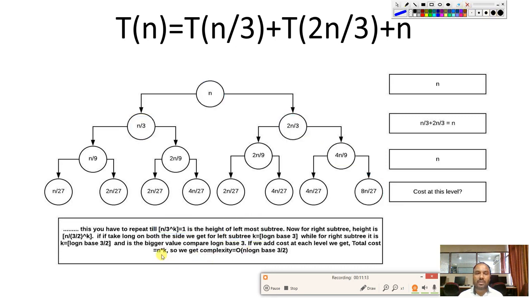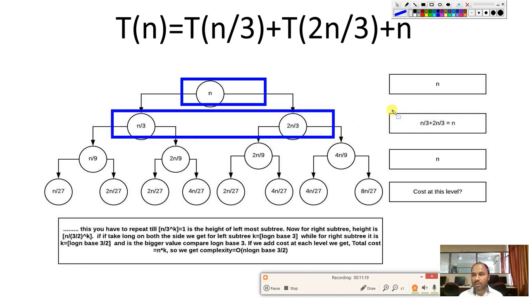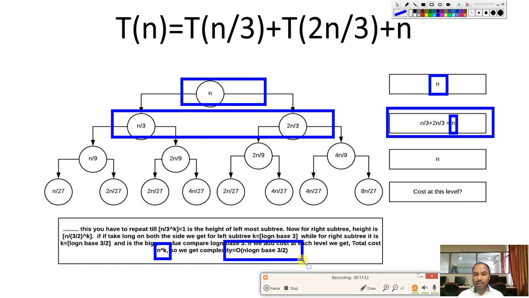That's why the time complexity is equal to, and here you see we have calculated the cost at each node. Here the n by 3 plus 2n by 3. So the cost at this level number 1 is going to be again n, right? So that we have to consider. So what is our general observation? That cost at each level is same. So again here in this case the time complexity will be n into k. So what can we write down? n multiplied by the height of the right subtree, as the height of the right subtree is going to be more. That's why the time complexity is going to be order of n log n base 3 by 2. I hope it's clear to you people.